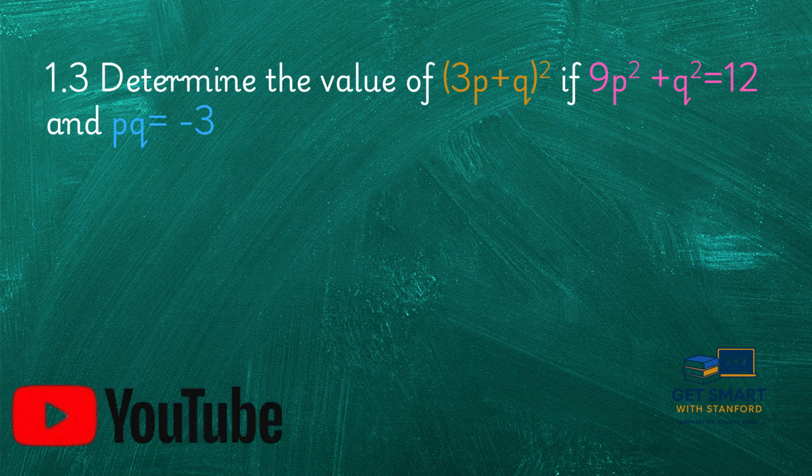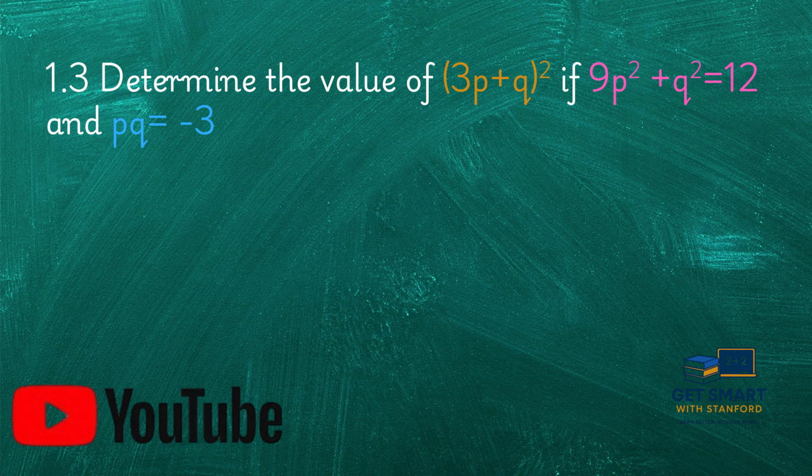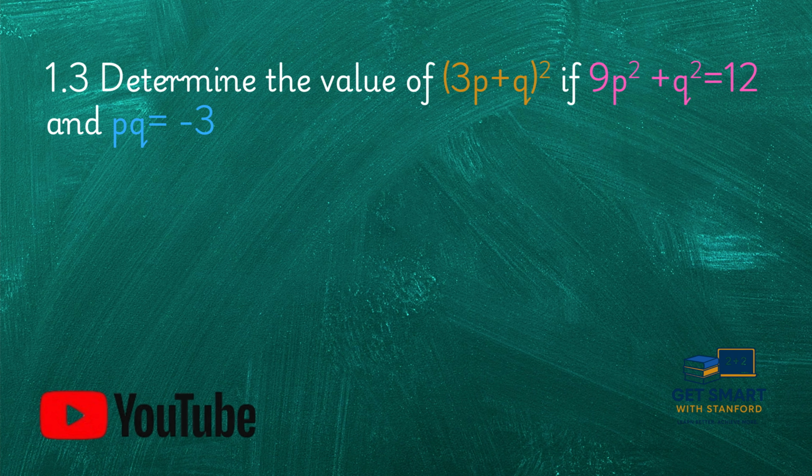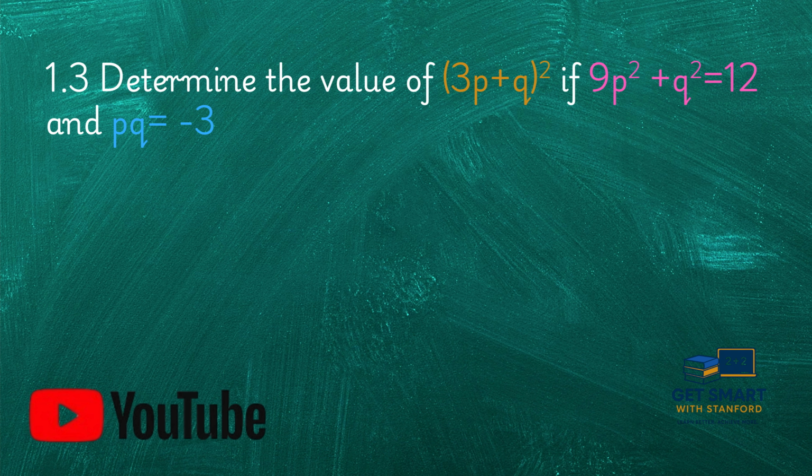In 1.3, we are required to determine the value of (3p + q)², and that's if 9p² + q² = 12 and pq = -3.